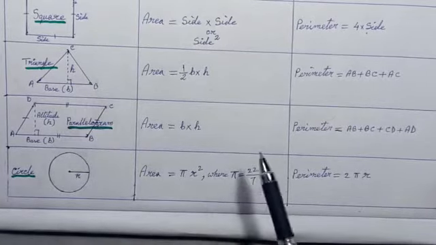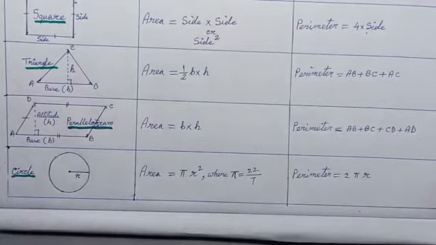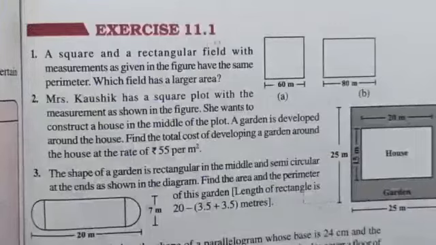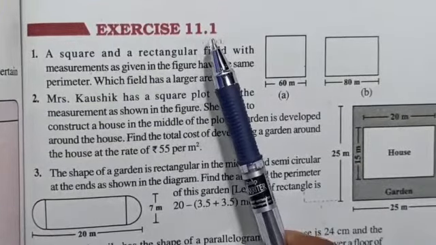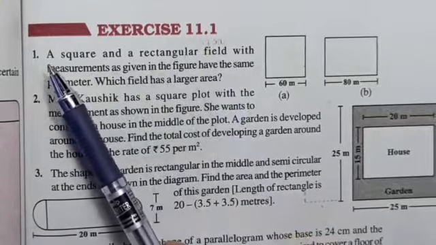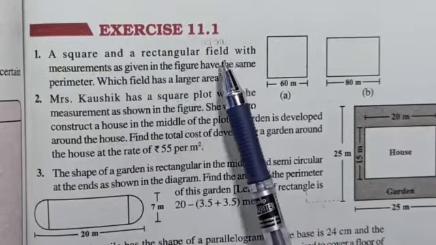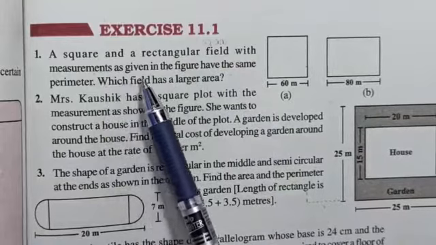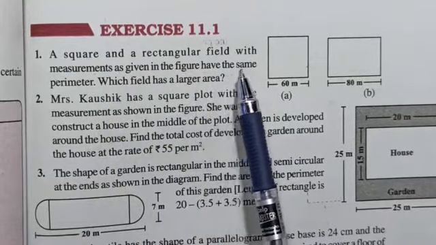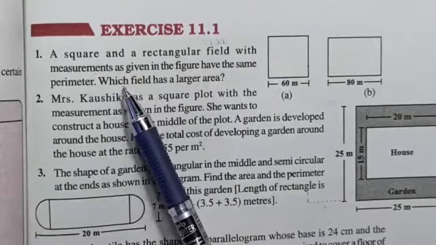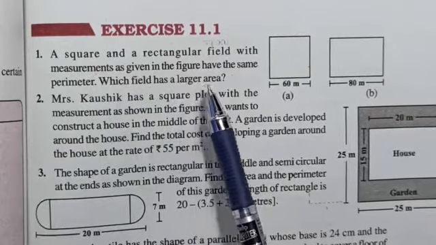After learning this, now let us try some exercises from exercise 11.1. Question number 1. Let's study the question. A square and a rectangular field with measurements as given in the figure have the same perimeter. Which field has a larger area?